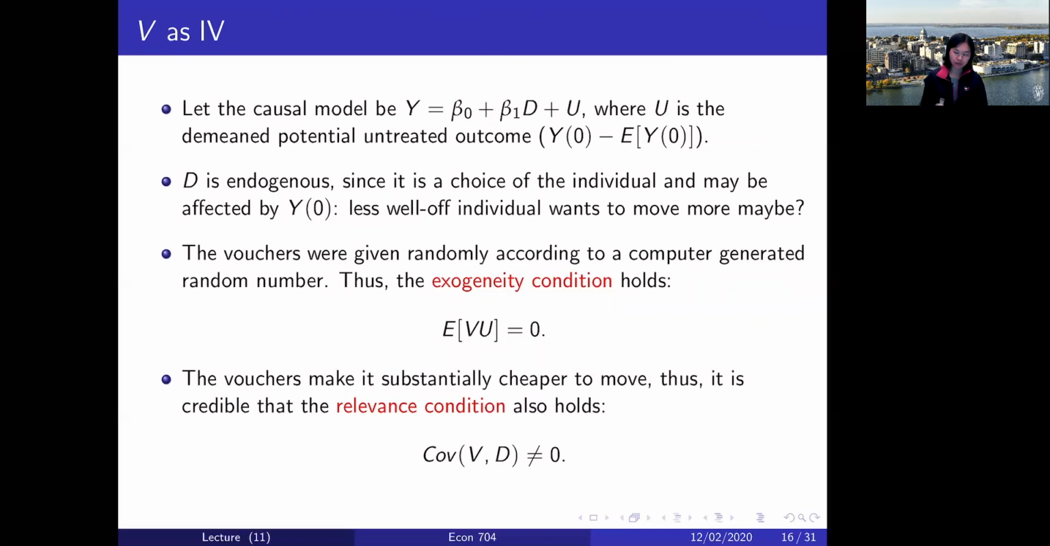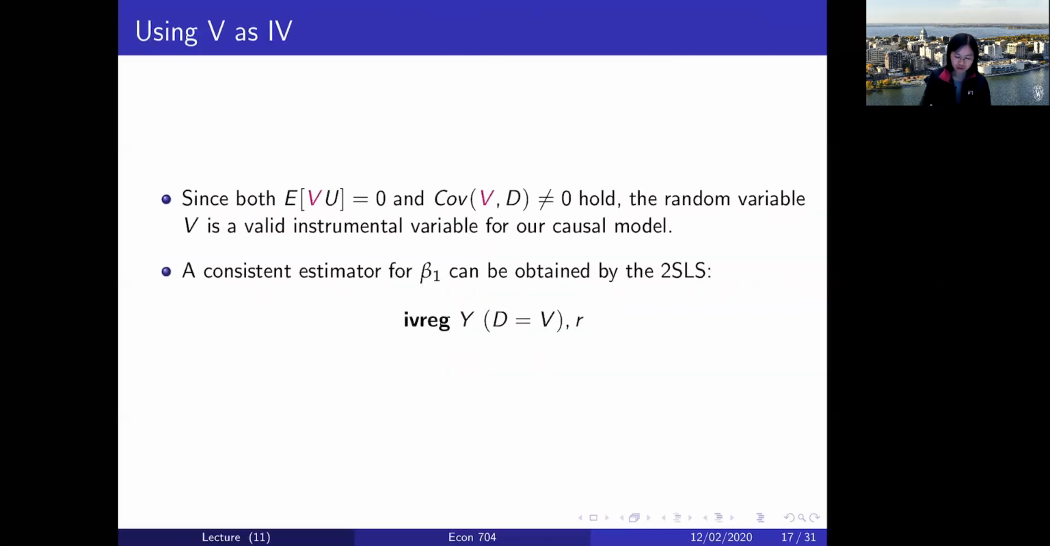So you can use this voucher to estimate the causal effect beta 1 through two-stage least squares. In Stata, you use the ivregress command, telling Stata Y is the dependent variable, D is your treatment, D is your causal variable, and V is the instrument. Okay, so you can do this and obtain a consistent estimator for the causal effect. Okay, so that's an example.